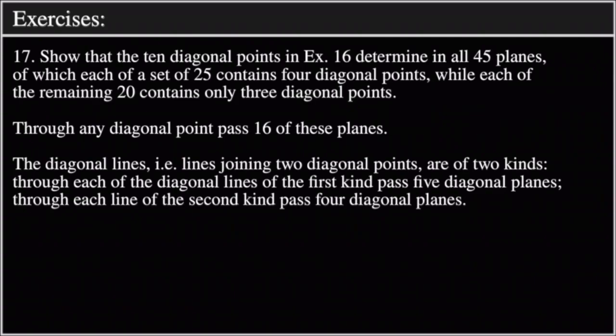The diagonal lines, i.e. lines joining 2 diagonal points, are of 2 kinds. Through each of the diagonal lines of the first kind pass 5 diagonal planes. Through each line of the second kind pass 4 diagonal planes.